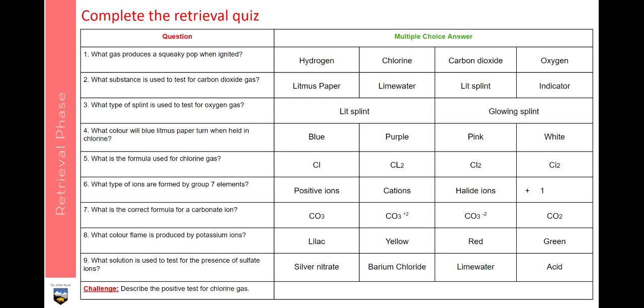If you haven't done so already, please complete the retrieval quiz on your student worksheet. So pause the video, come back once you've completed it for the answers.